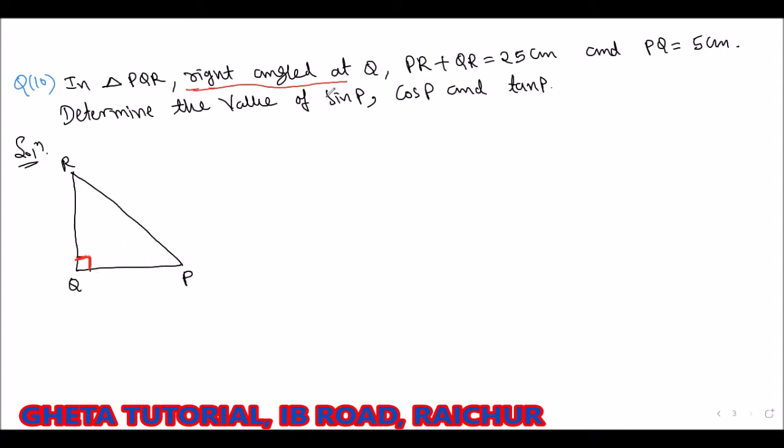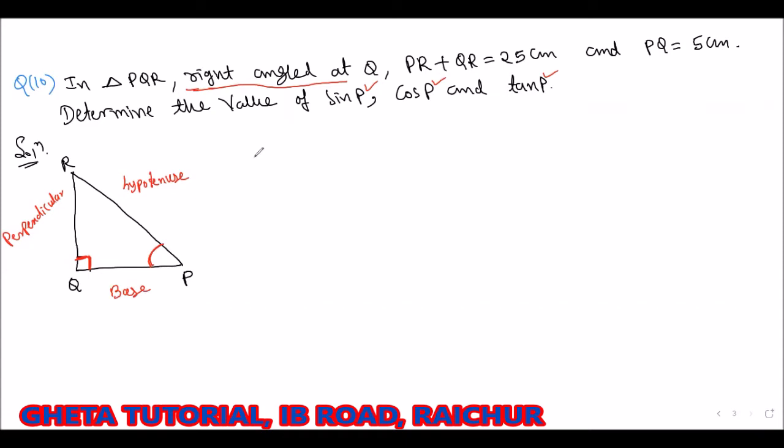Here sine P is given, cos P is given, and tan P we have to find out. So P is the angle. Opposite of 90 degrees is the hypotenuse. Opposite of angle P is called the perpendicular. And the third side, PQ, is the base.